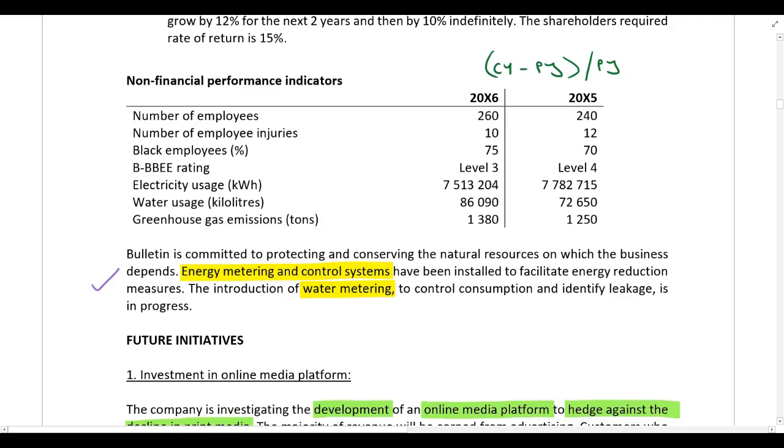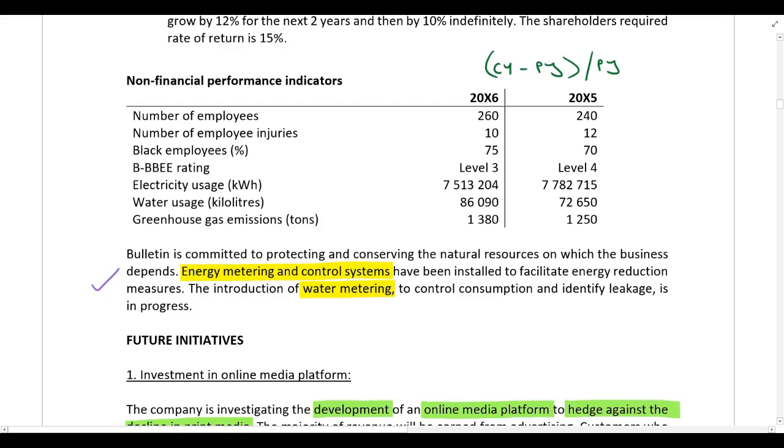Remember, guys, how BEE levels work. The lower the level, the better. So the fact that the level has dropped from a level 4 to a level 3 indicates improved performance. But we'll get to that with our discussion. For now, we're just trying to determine what we're going to calculate. So we'll calculate the change in the number of employees, the change in the number of employee injuries. We won't perform a calculation for the percentage of black employees because we can easily see that there's been an improvement there of 5%. For the BEE rating, the same logic applies. We won't calculate a change. We'll just look at that when we get to our discussion.